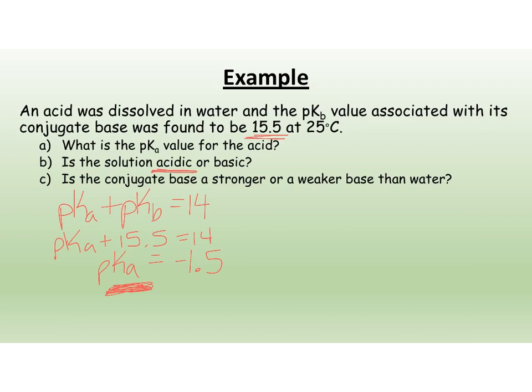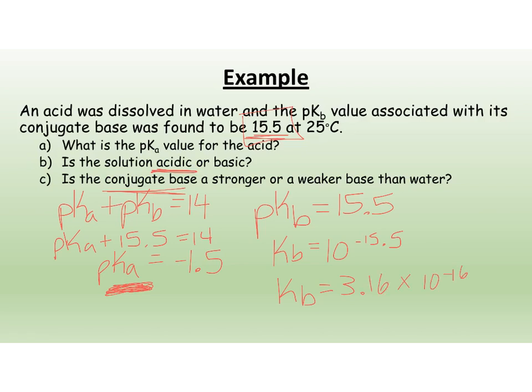It also wants to know if the conjugate base, which was what we were given the pKb for up here, is a stronger or a weaker base than water. Okay, so the pKb value was 15.5. I think of this in terms of my Kb value. So my Kb value is going to be 10 to the negative 15.5. That'll give me my Kb, and so my Kb ends up being 3.16 times 10 to the negative 16th.